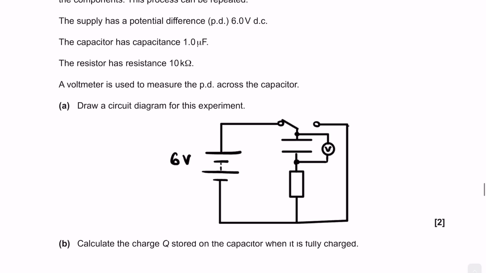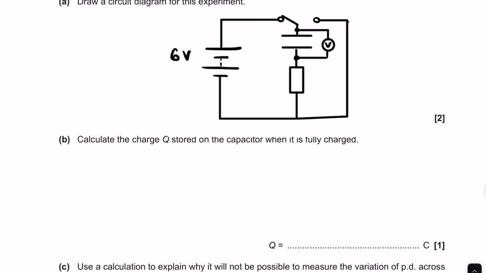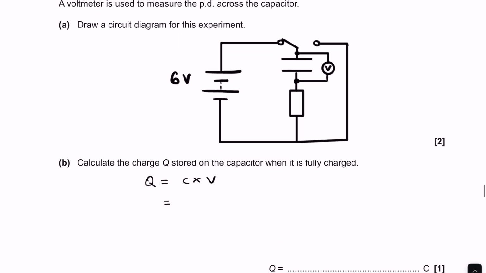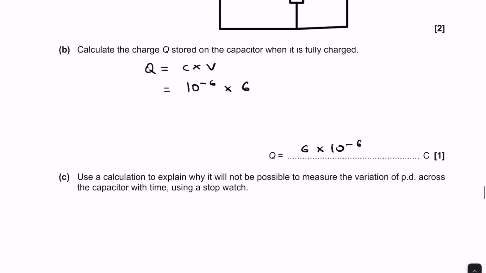So the next part of the question is asking us to calculate the charge Q stored on the capacitor when it is fully charged. So that's really simple. Q is equal to C times V. Capacitance is 1 microfarad, so that's 10 to the power of minus 6, times the 6 volts, and that gives me 6 times 10 to the minus 6 coulombs of charge.